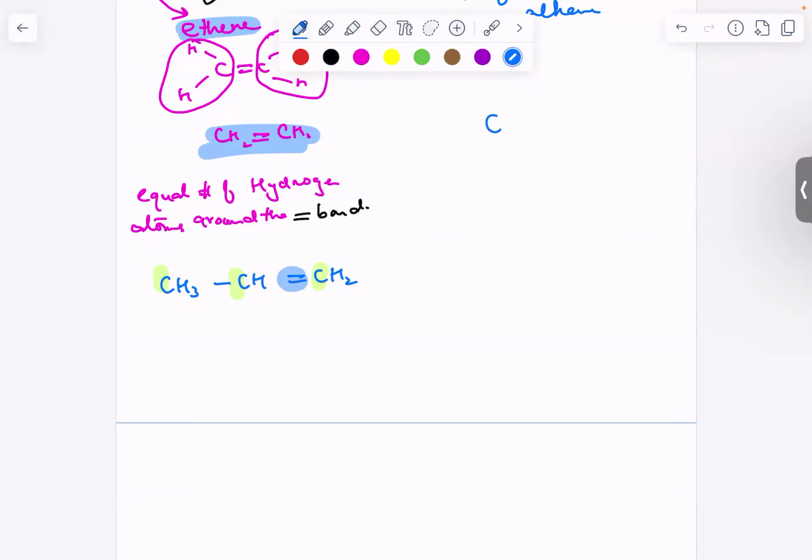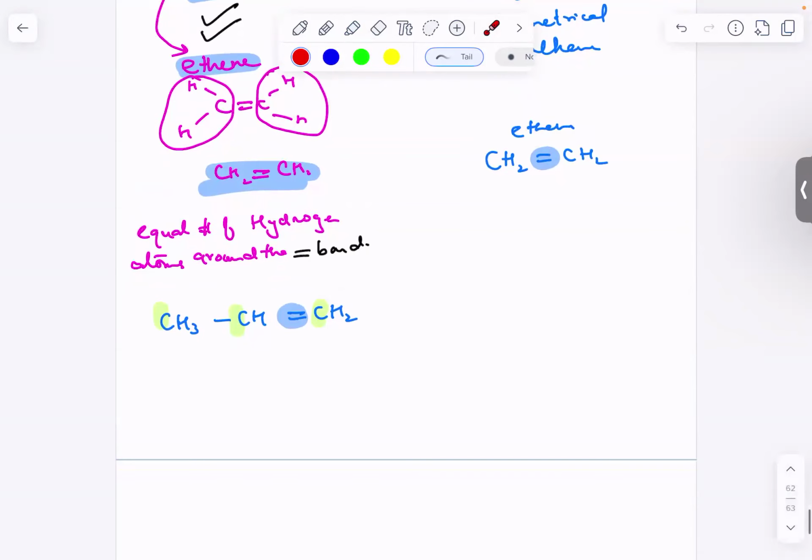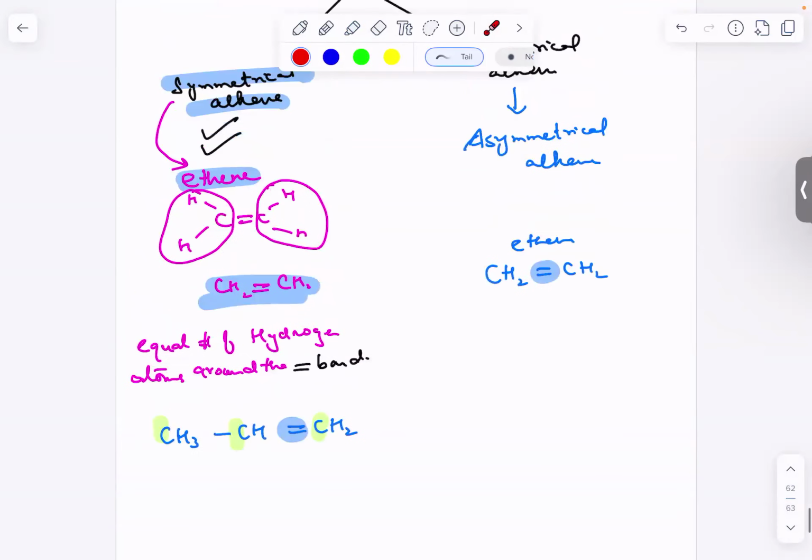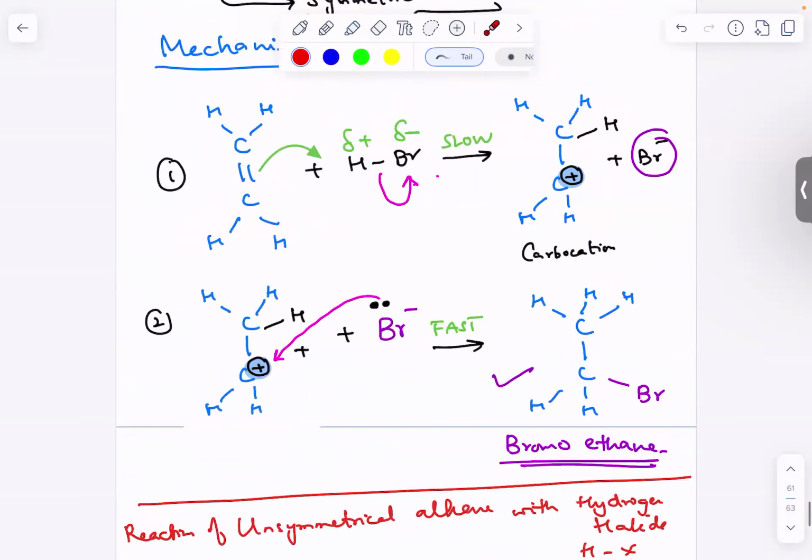Symmetrical alkene is like this, CH2 double bond CH2, which is a very classic example, that is ethene. Around the double bond we have two carbons on either side with two hydrogens as well. So in terms of carbon and hydrogen, everything is equal. That is why it is called symmetrical alkene. And as I told you earlier, unsymmetrical alkene means the number of carbons and hydrogens are not equal. If there is an unsymmetrical alkene, then we do not do the reaction the way we have done here.